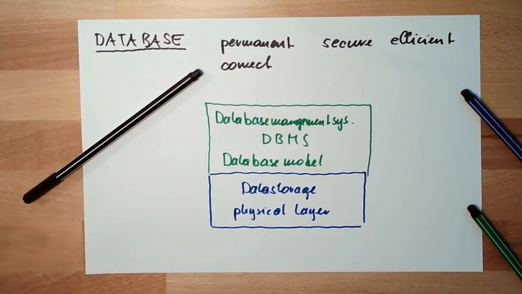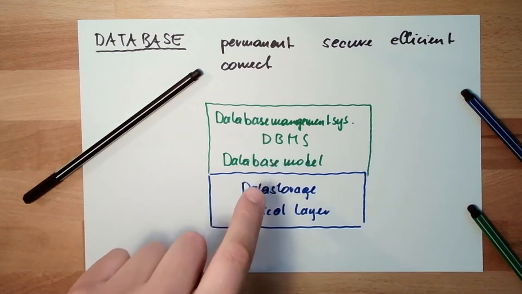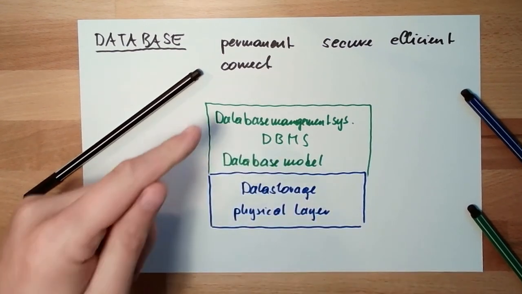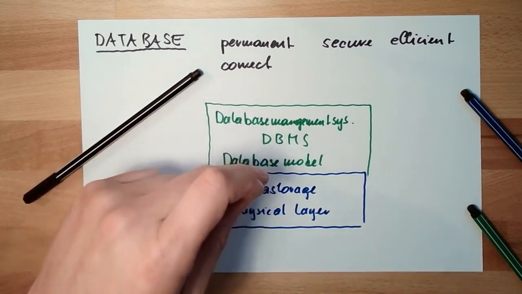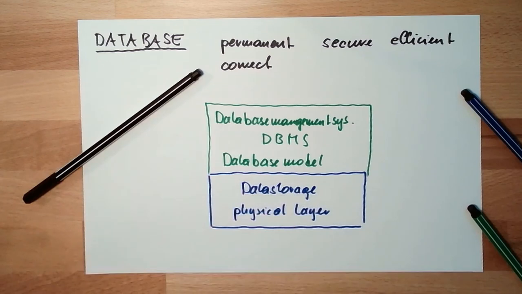Also handled by the DBMS are the access rights. Not everybody who sends a command is served. So, you want to know? You better not. You will not know the account information from your neighbor. You know maybe your account information, but not from your neighbor, for instance. So this means not every user has the same rights to access the data.